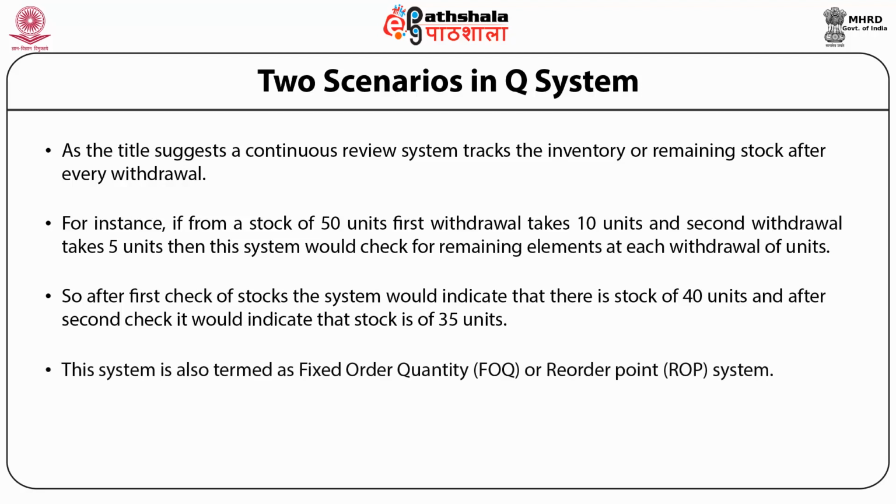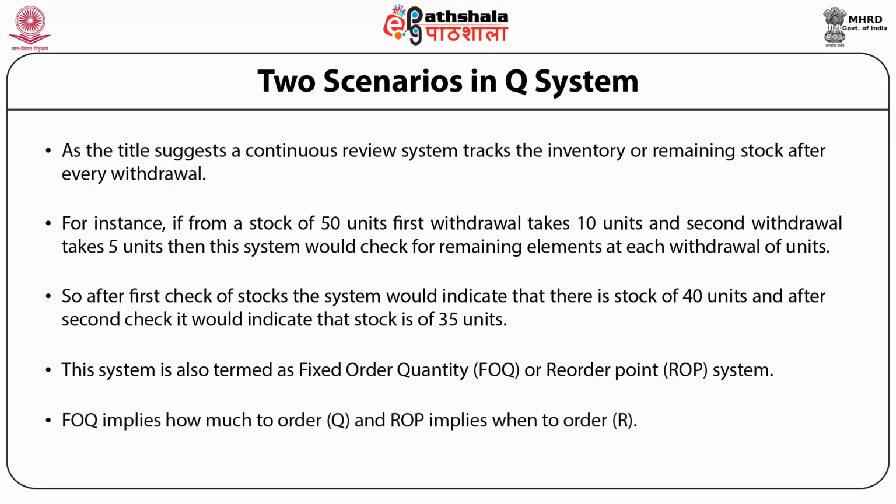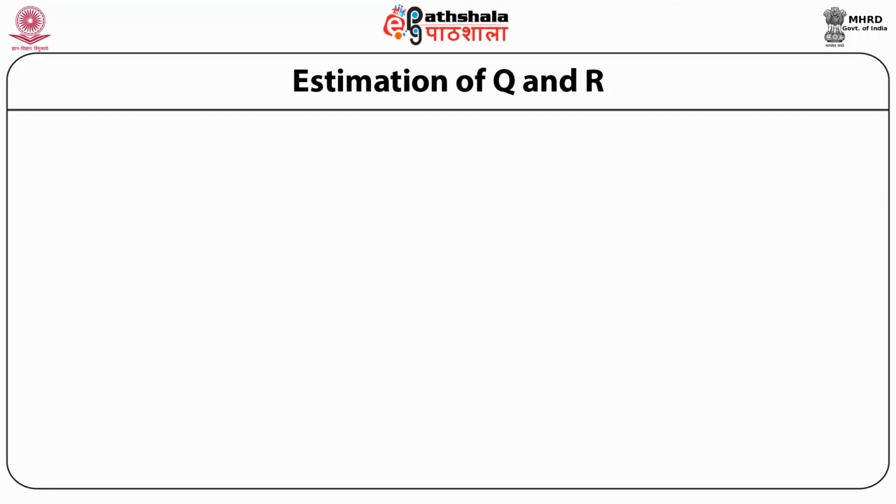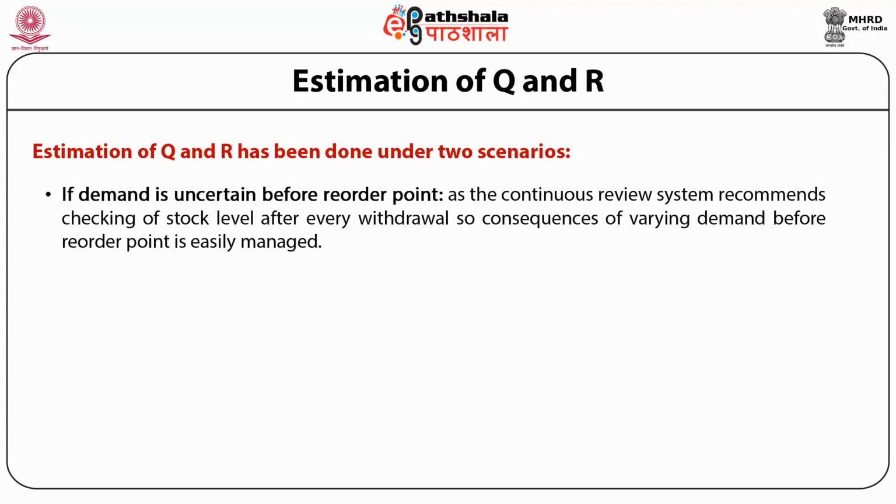This system is also termed as fixed order quantity, FOQ, or reorder point, ROP, system. FOQ implies how much to order, Q, and ROP implies when to order, R. Estimation of Q and R has been done under two scenarios. First, if demand is uncertain before the reorder point.